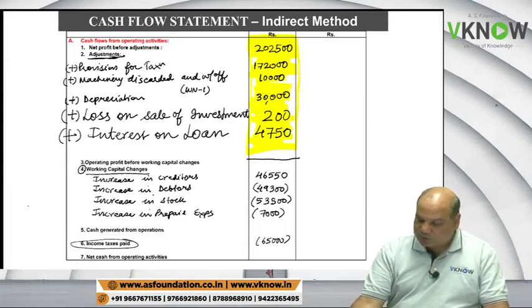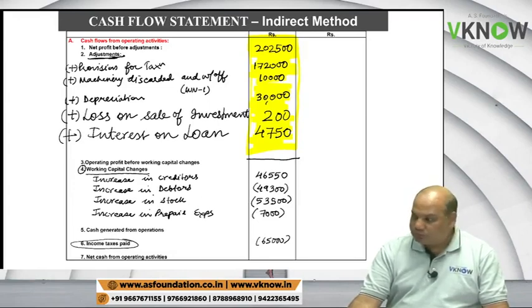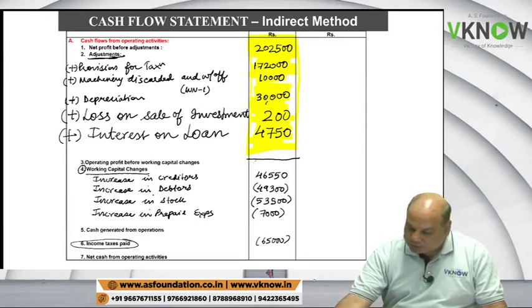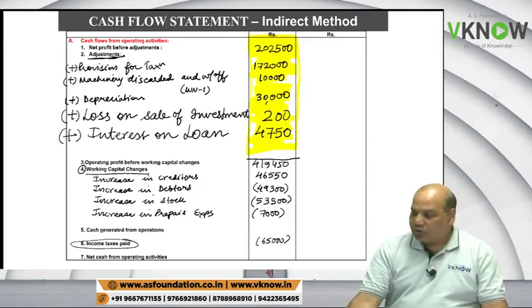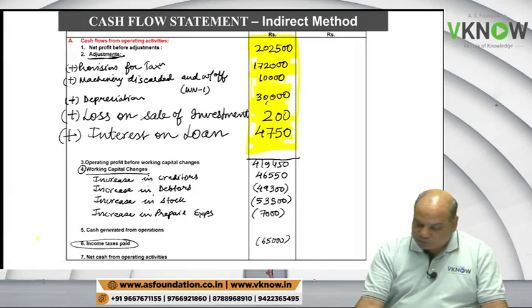Students will reply fast. Operating profit before working capital changes. Yes, write fast. So that comes to 4,19,450. And now what do you do?